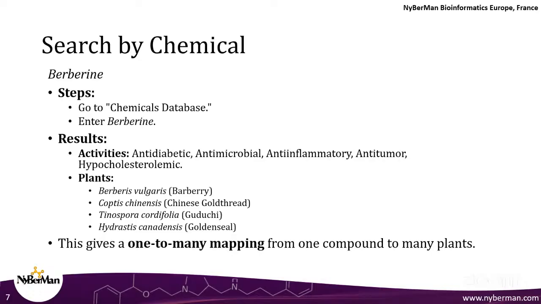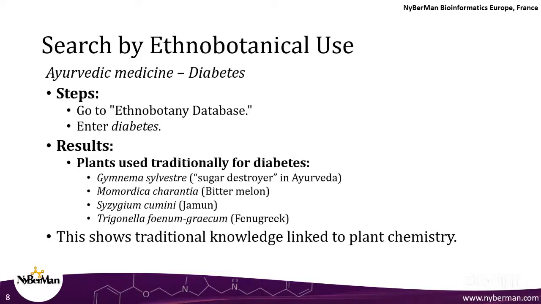And this gives one-to-many mapping, from one compound to many plants. The same compound might be reported in many common plants. Maybe one source might not be available with us, but maybe another source is nearby. So that source also we can take by using the compound-based search.